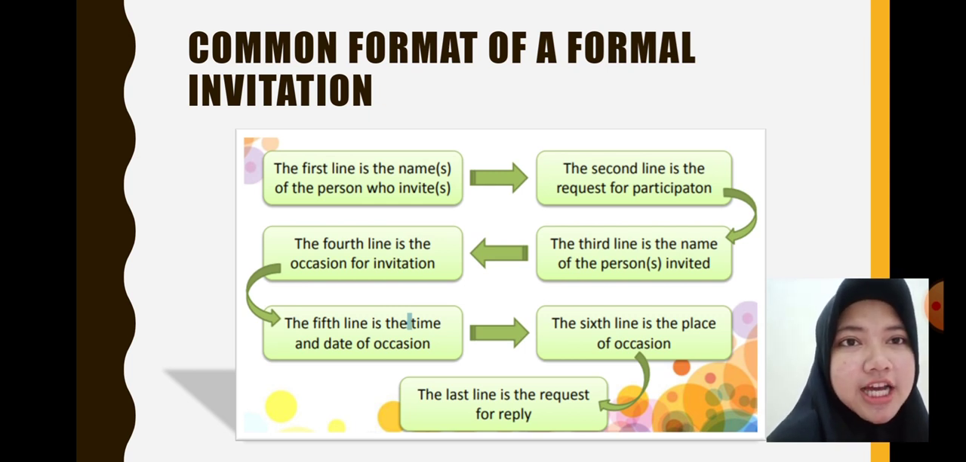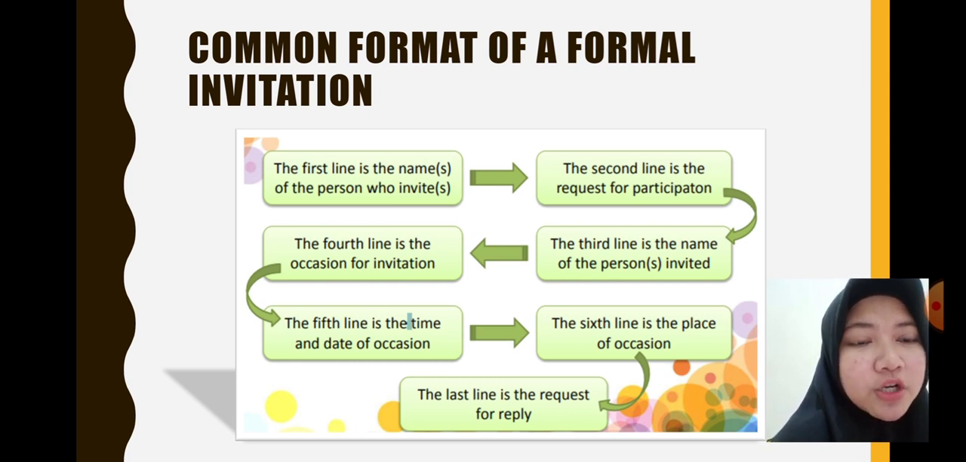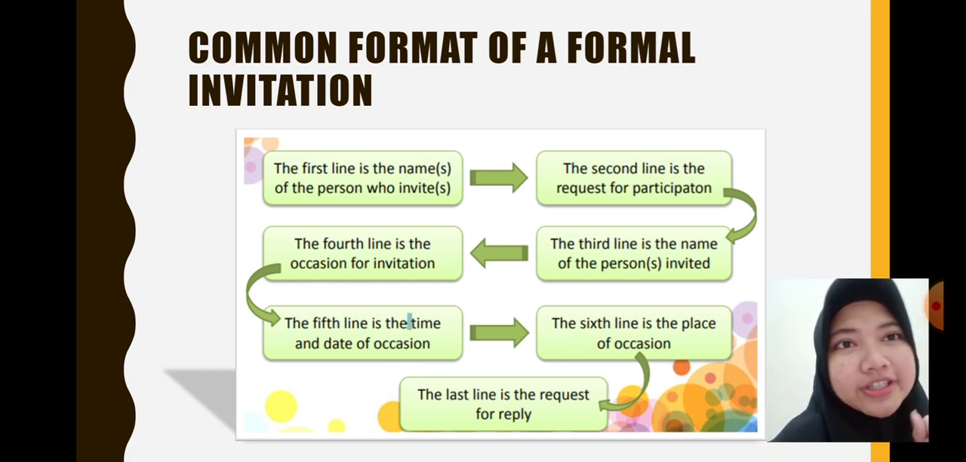As you can see, the first line is the name of the person who invites. The second line is the request for participation. The third line is the name of the persons invited. The fourth line is the occasion for the invitation. The fifth line is the time and date of the occasion. The sixth line is the place of the occasion. The last line is the request for reply. I hope you understand the common format of a formal invitation.